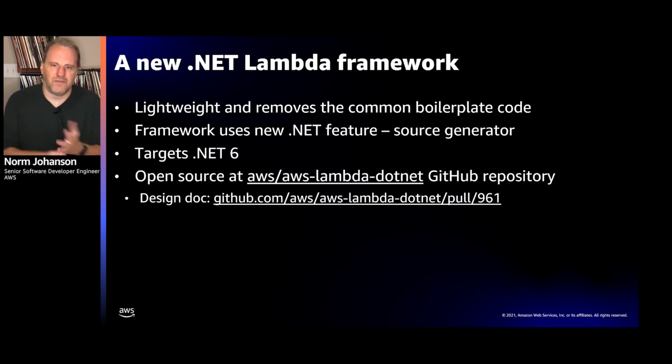And so you're going to get a lot more idiomatic parameters into your Lambda functions. Dependency injection is going to be set up very easily in this new framework as well. Since we're using the new source generator feature, this library is going to be targeted for .NET 6. And we're doing all of the development of this new library in the open. It's in our AWS Lambda .NET repo. We even have the design doc out there, too, if you'd like to take a look at it and provide your own comments. Let us know what features and scenarios you want to cover, or help contribute. Help us design the framework that fits your needs.